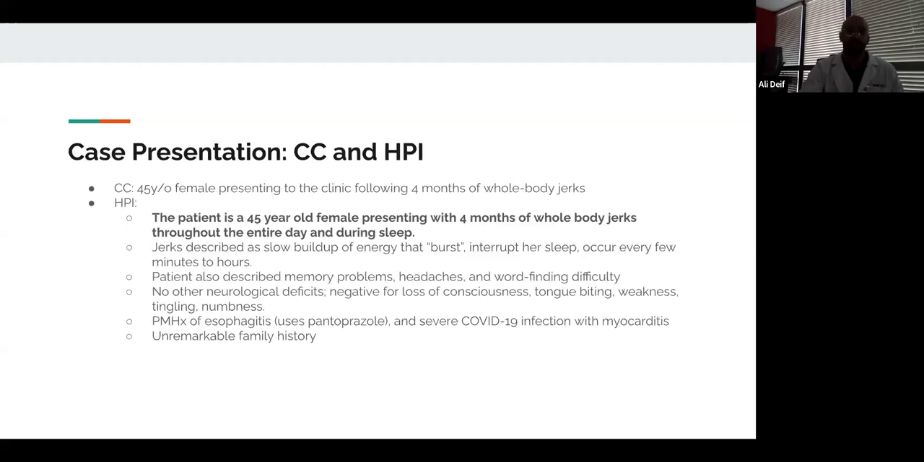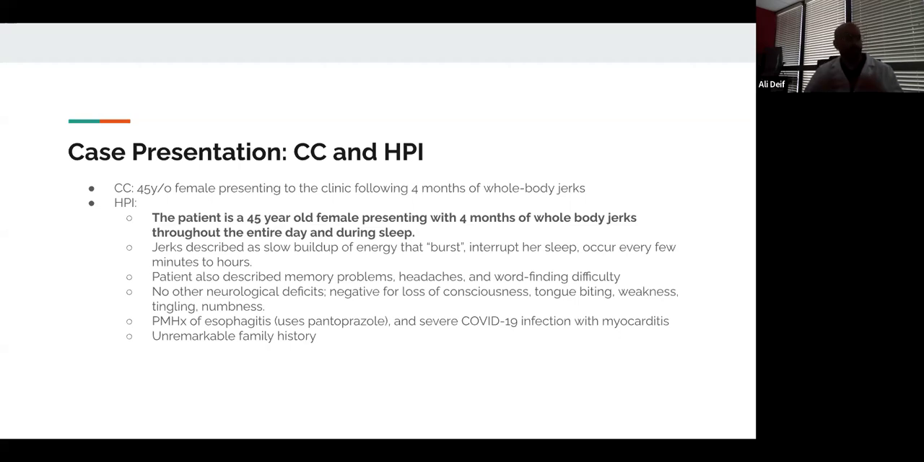So let's move on to the case that we saw in these recent weeks. The patient's chief complaint: she was a 45-year-old female presenting to the clinic following 4 months of whole body jerks. And these jerks would really disturb her. She experienced about 50 per day. It would bother her during the entire day, during her sleep.